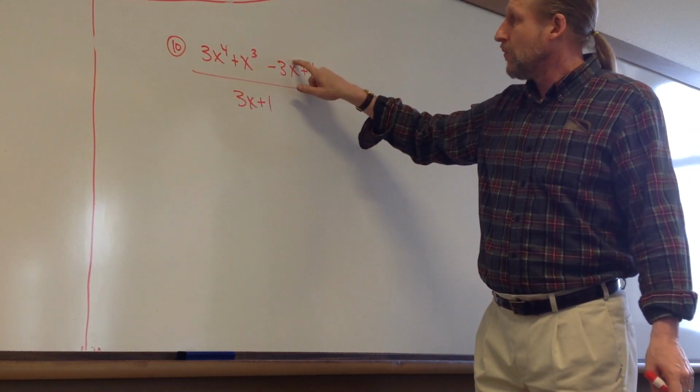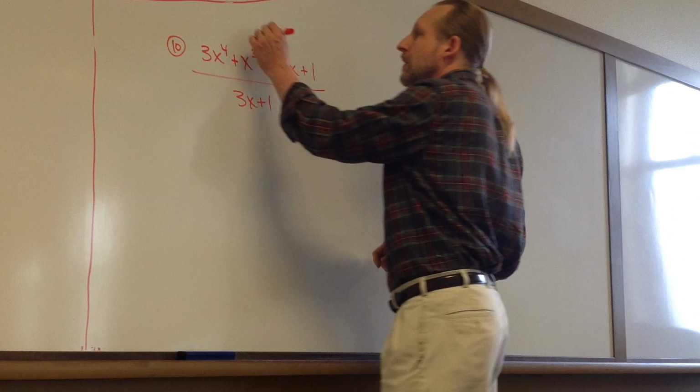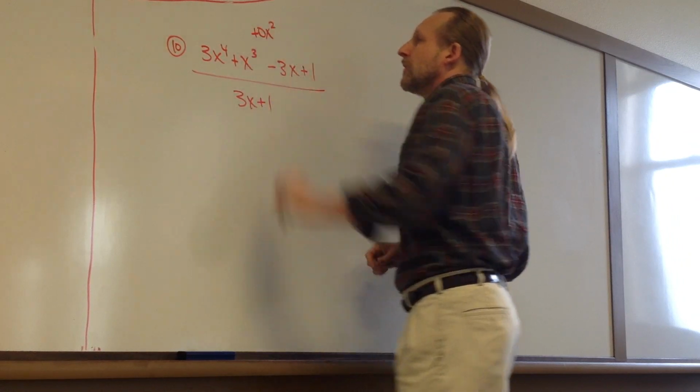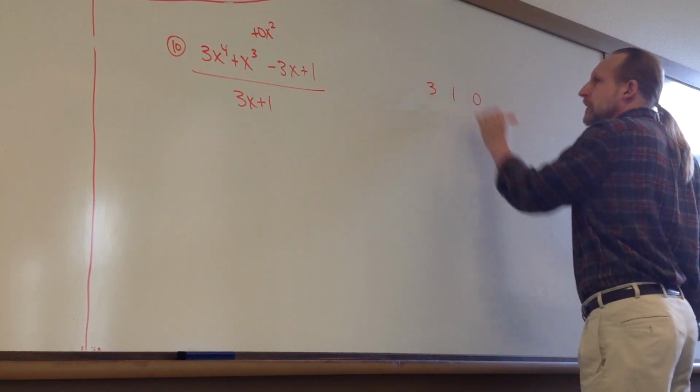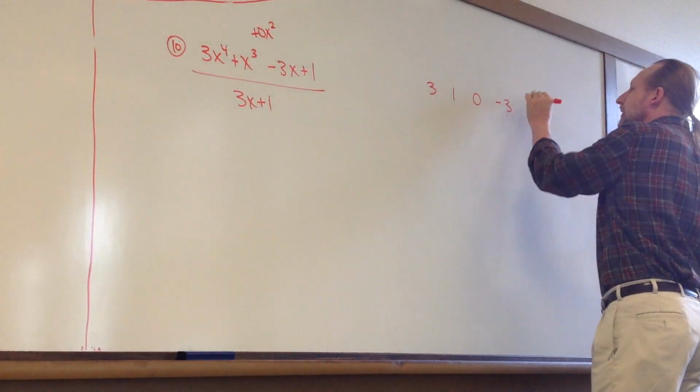4, 3, 1. We're missing the x squared. We've got a 0x squared there. So we're going to need 3, 1, 0, minus 3, and 1.